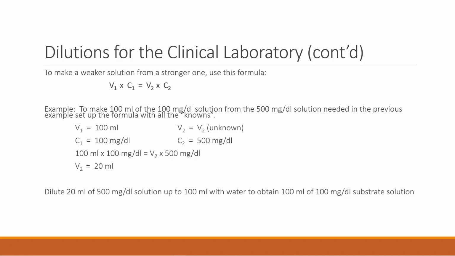The only unknown is the volume needed of the 500 milligram per deciliter concentrate. So if you perform the math for V2, we need 20 mLs of the 500 milligram per deciliter solution, and then we add enough water to bring that up to 100 mLs, which would be 80 mLs of water.